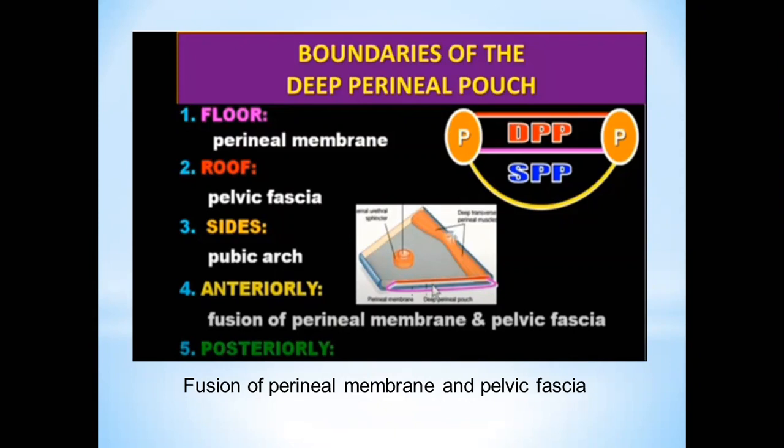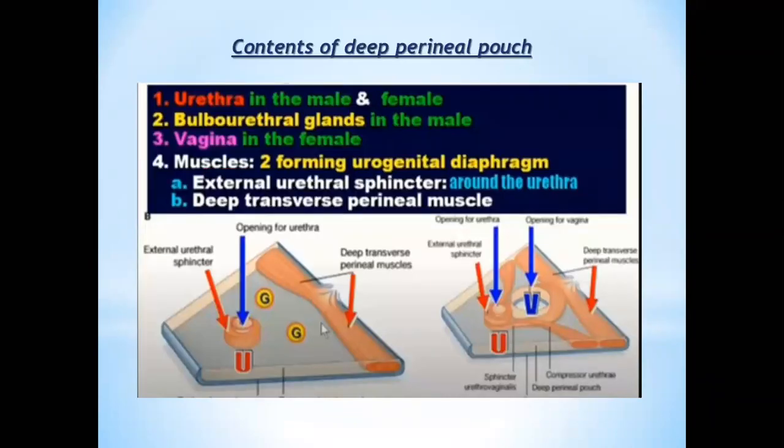The main difference is that here in females, the vagina is present, and in males, the membranous urethra is present. And in females, the urethra is also present, but in addition the vagina is present. And the arterial supply again comes from the internal pudendal artery in both sexes, and the nerve supply comes from the pudendal nerve. No gland is present here in females, but in males the bulbourethral gland is present.